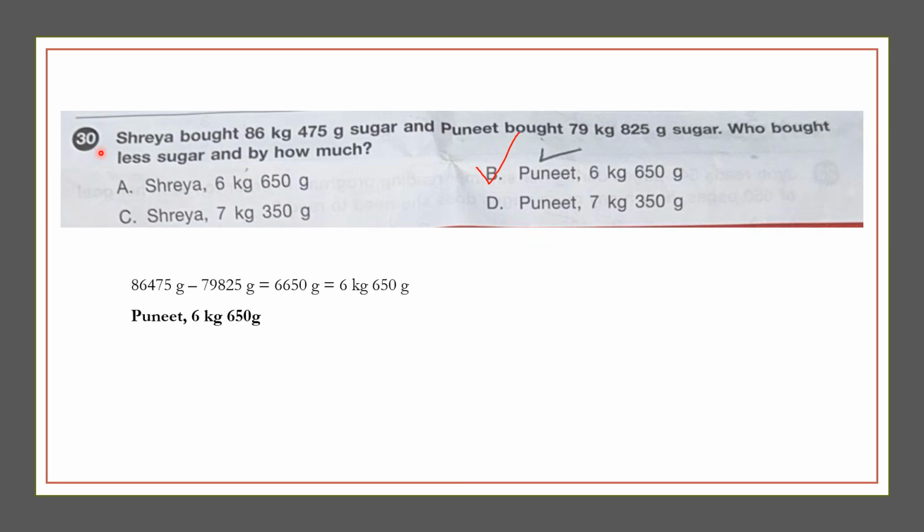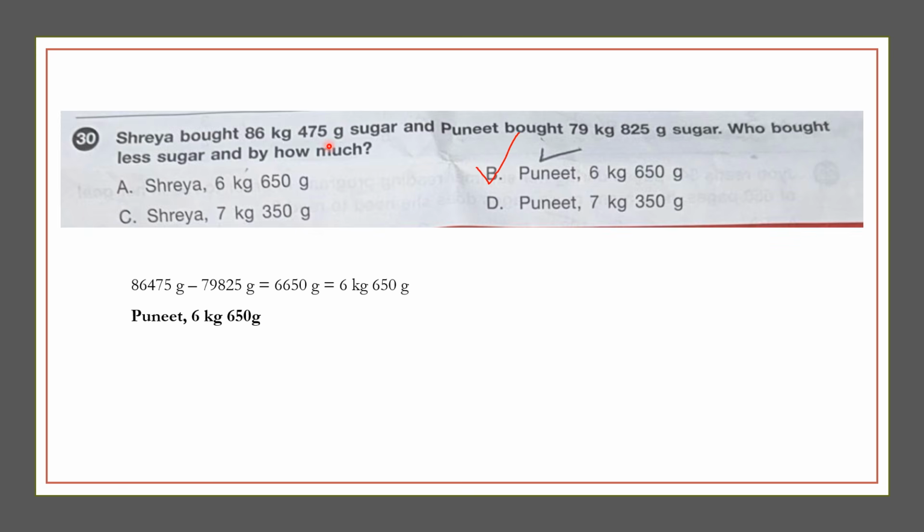Question number 30. Shreya bought 86 kg 470 gram sugar and Puneet bought 79 kg 825 gram sugar. Who bought less sugar and by how much? So Puneet bought less because he purchased 79 point something and Shreya bought 86. So now let's subtract 79 kg 825 gram from 86 kg 475 gram.